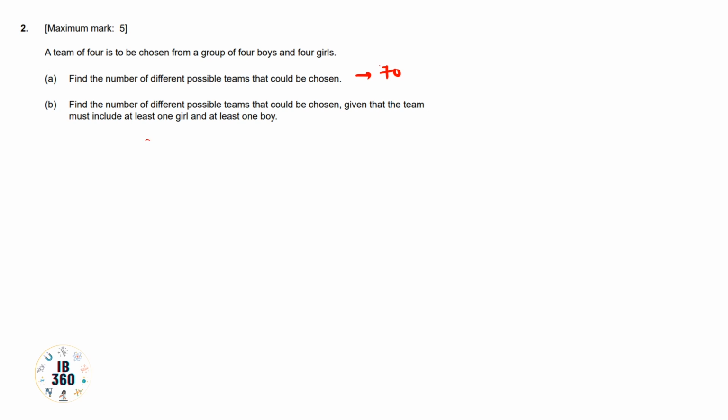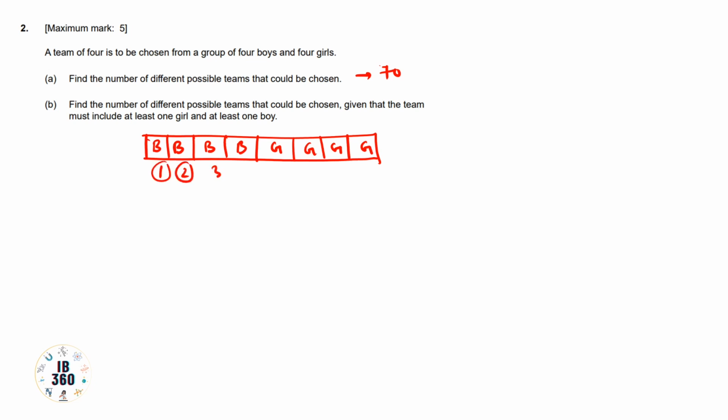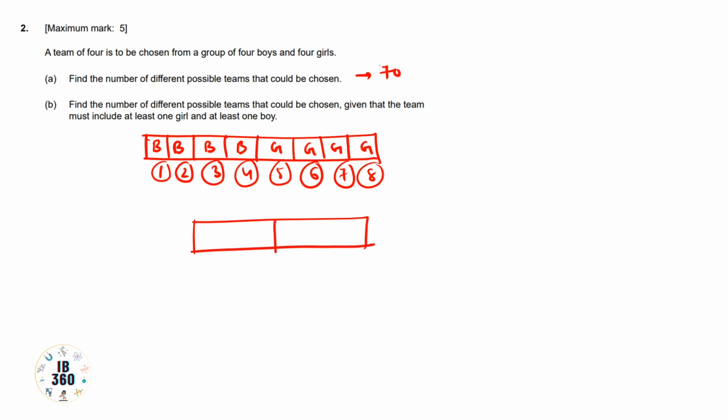Again we are trying to give an example. Here 4 boys are there, 4 girls are there, and we need to find the number of different possible teams that could be chosen given that the team must include at least one girl and at least one boy. So from here this is the first position, second, third, fourth, fifth, sixth, seventh and eighth, and there are 4 chairs, and at least one boy and at least one girl must be there.